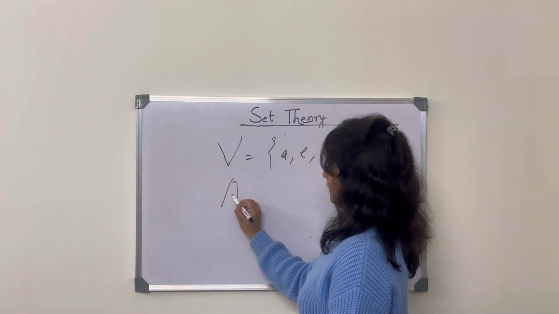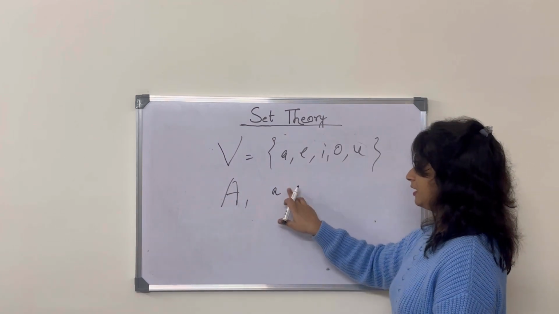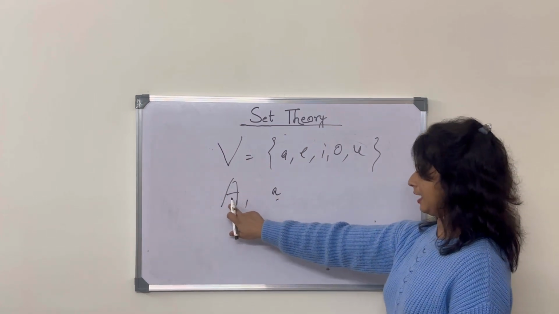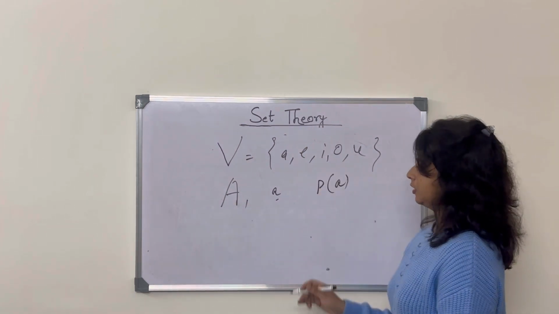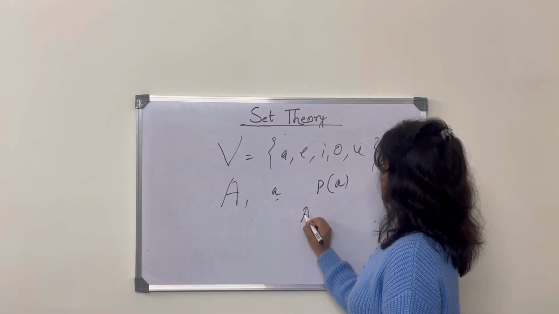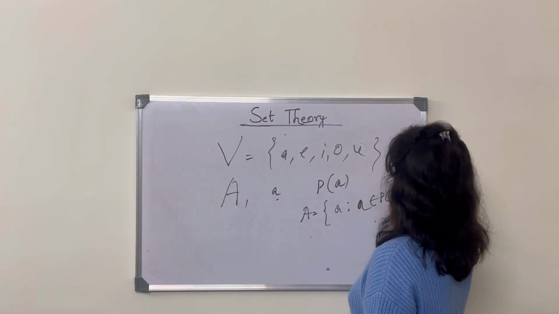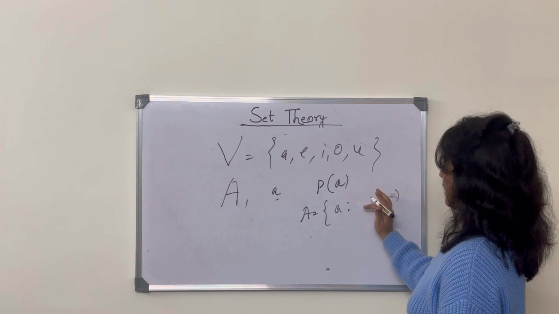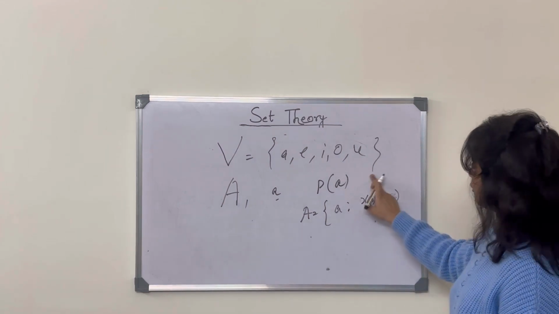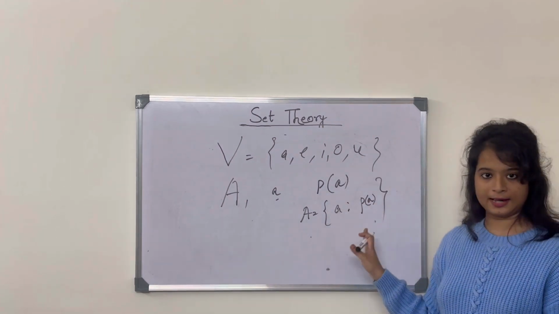Let A be a set and small a be an element of that set, an arbitrary element of that set A, okay? If every element of A follows a particular rule P(a), then we can represent the set using the property method like this: A = {a such that P(a)}. Here P represents that the elements follow this property or this rule, okay? We can denote it like that.